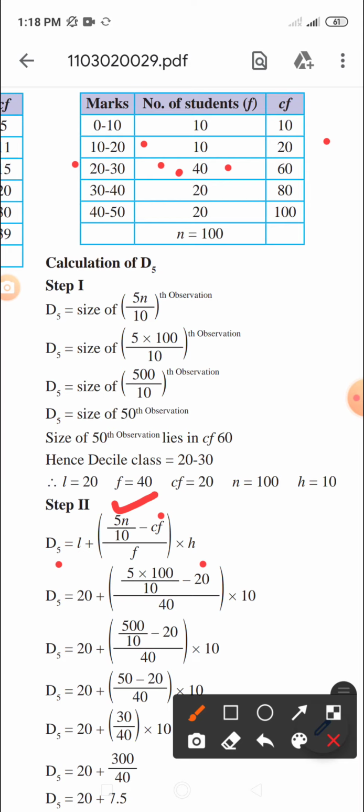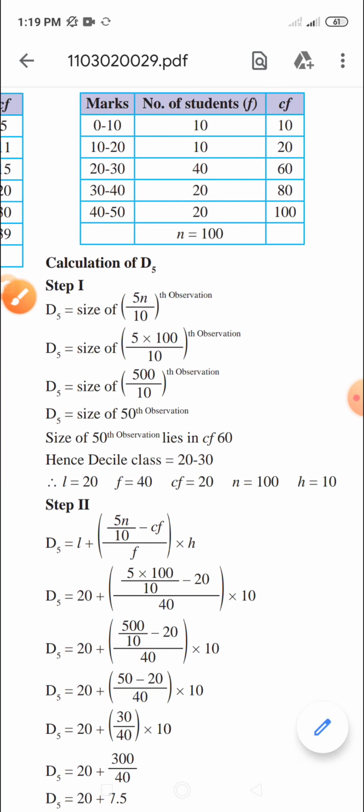So put up the values in the formula. D5 is equal to 20, that is the lower limit, plus 5. Why 5? For the fifth decile, into 100. N is 100, 100 upon 10, minus 20. Why 20? That is the CF of the previous class. Upon 40. Why 40? That is F of the decile class, that is 40. Bracket complete, into 10.